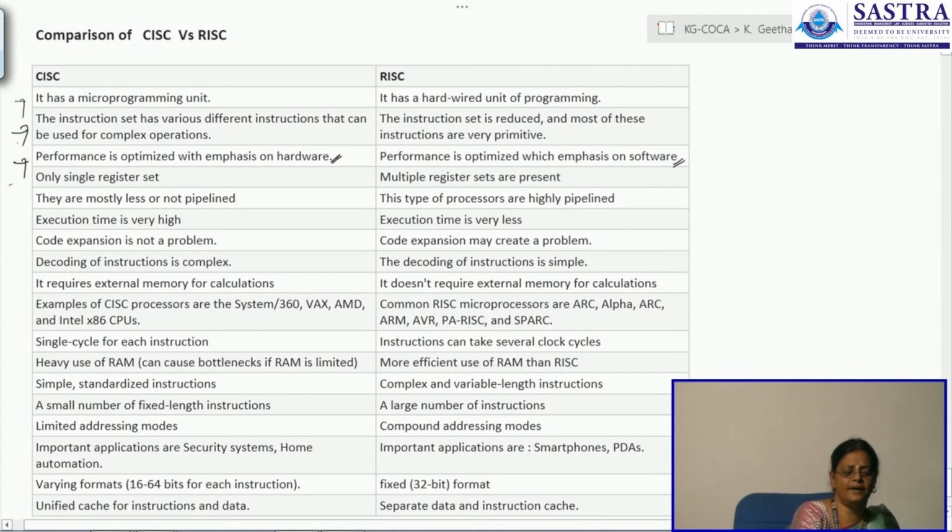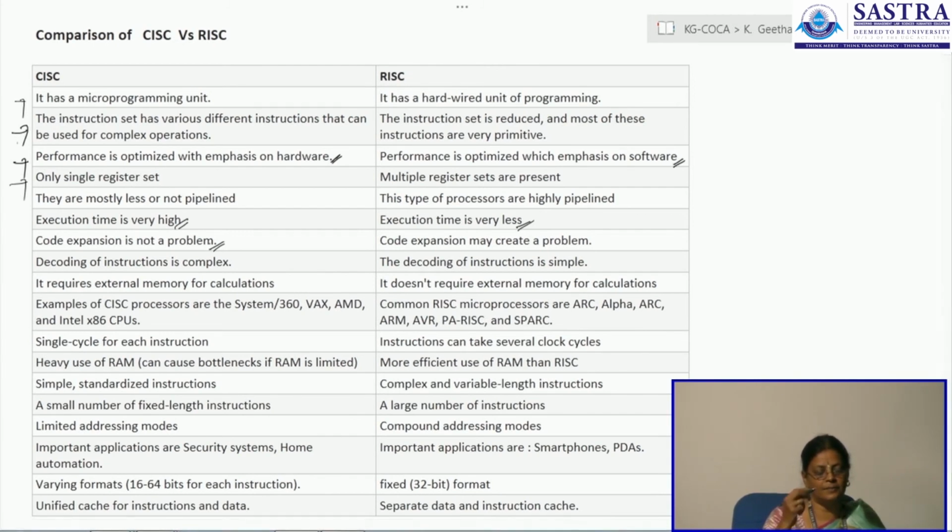Here we have only one register set, whereas multiple register sets are supported in reduced instruction set computing. Execution time is claimed to be high in CISC, whereas in RISC it is going to be very low. As for code expansion, in RISC it is not a big issue because we have only a minimal number of instructions, whereas in CISC code expansion is going to create a very big issue.